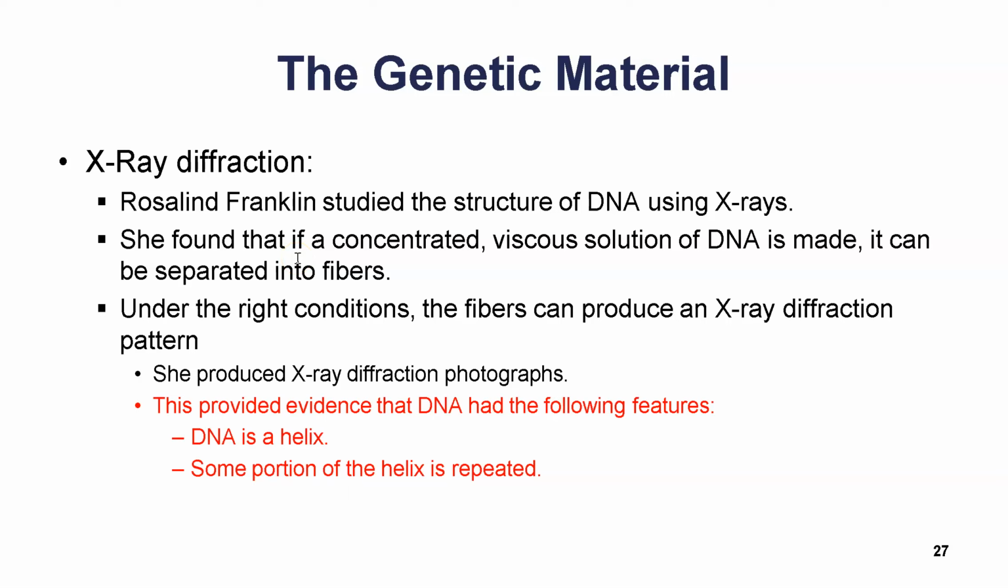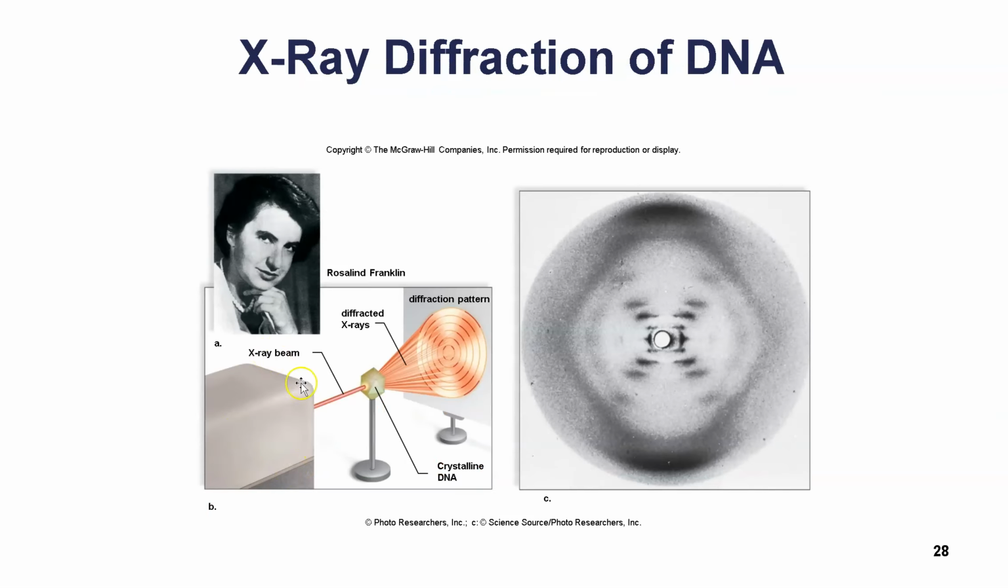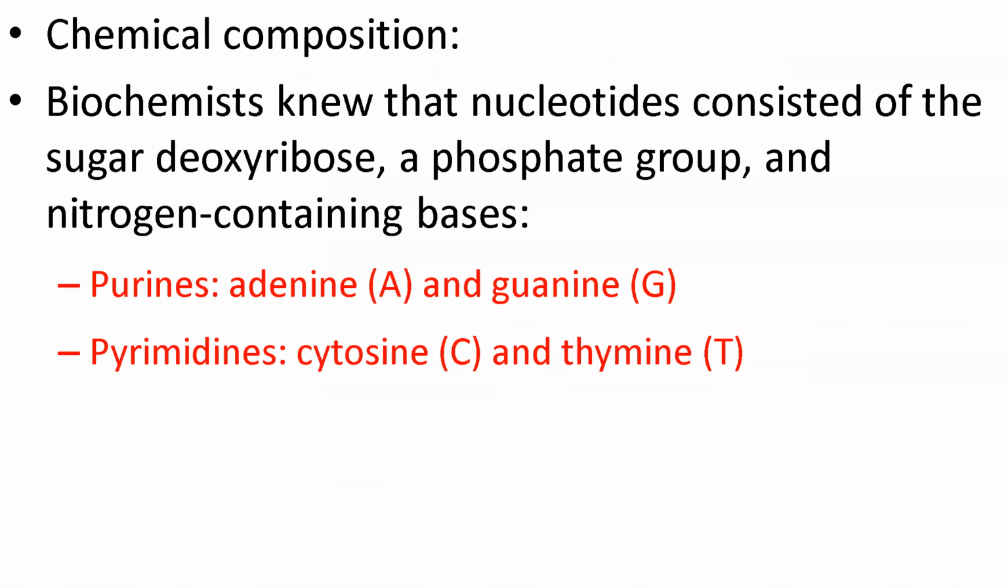And remember from the video, her photo, given again without her permission, really opened the eyes of Watson and Crick to build the model correctly. So this provided evidence, these diffraction photos, that DNA had the following features. First off, it's a helix, and then some portion of the helix is repeated. And so this is kind of what happened. X-ray beam, crystalline DNA, diffraction pattern, and there's her famous photograph 51.